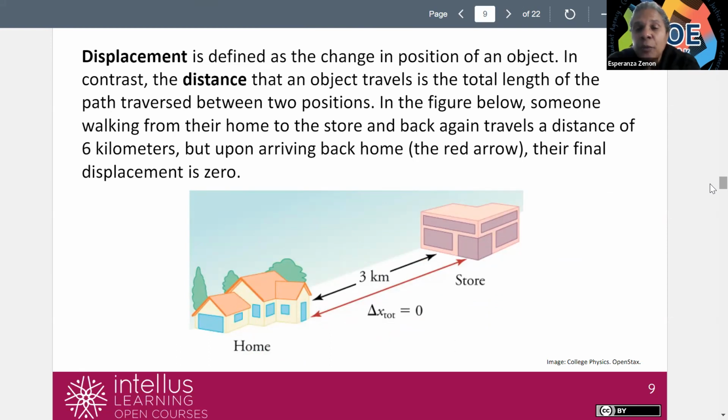Now, in that situation, if the object is just moving in one direction in a straight line, the distance and displacement will have the same value. But if we say that the person went from home to the store and back, the distance they travel is 6 kilometers, whereas the displacement is 0. Why? Because they start and stop at the same position. So that simple example highlights the difference between distance, which is simply how far, and displacement, the difference between where you started and where you stopped.